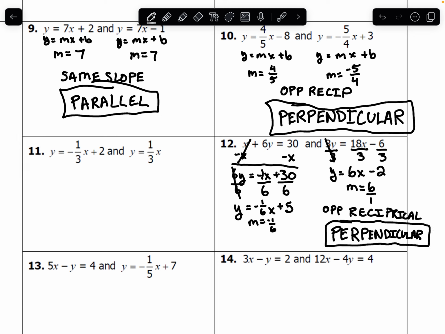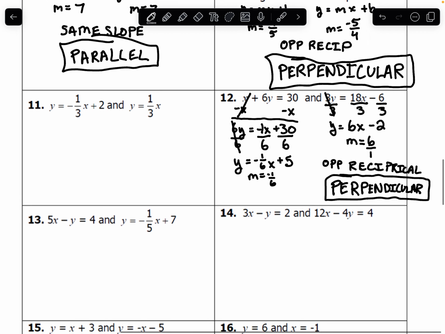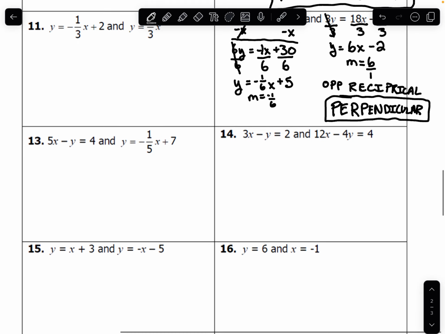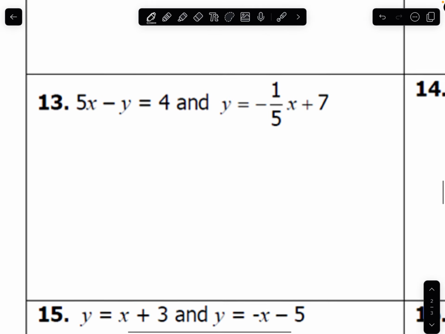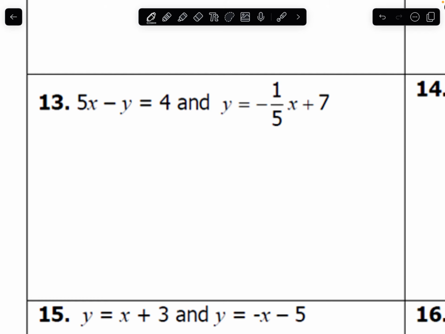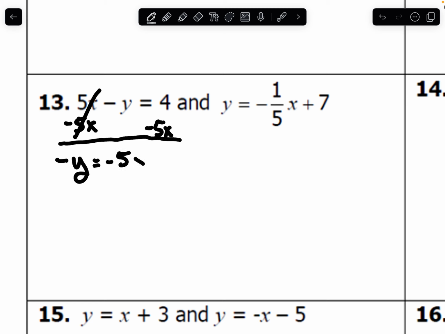And so that's all the question was asking for. To get a little bit more practice with this, guys, I'm going to go over and do 13. If I'm solving for y, I'm going to get negative 5x minus 5x. I have negative y equals negative 5x plus 4. Remember, this means that that's a negative 1y. Divide by negative 1, divide by negative 1, and divide by negative 1.